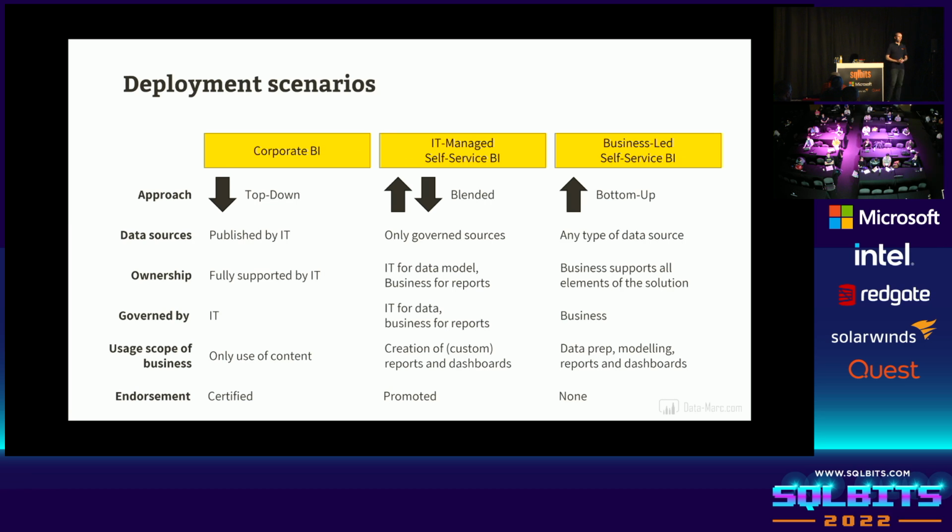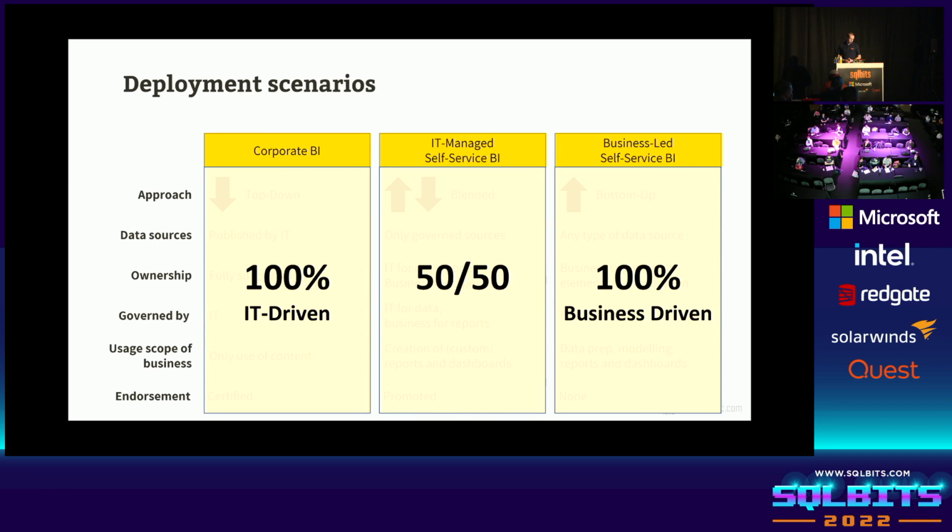Well, everything that is completely self-service and end-user BI, so the business-led self-service BI, doesn't get any endorsement stamp at all. These are the 3 default endorsements that you can set in the Power BI service, which is certified, promoted, or nothing at all. We translate it to percentages, which is sometimes easier to explain. On the left-hand side, it's 100% IT-driven. In the middle section, it's a 50-50 split. And on the right-hand side, it's 100% business-driven.